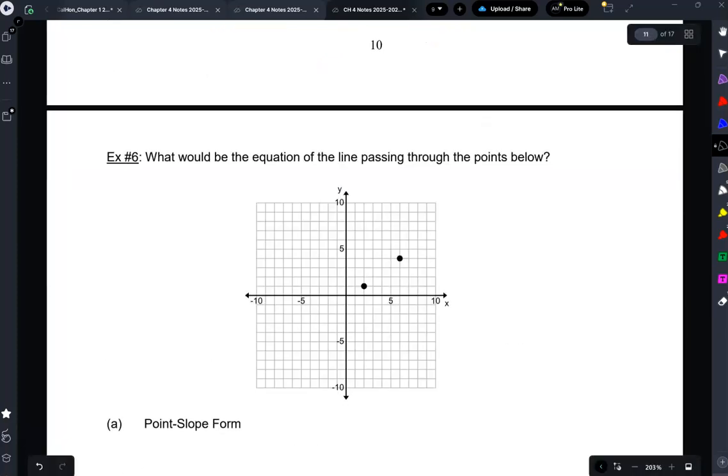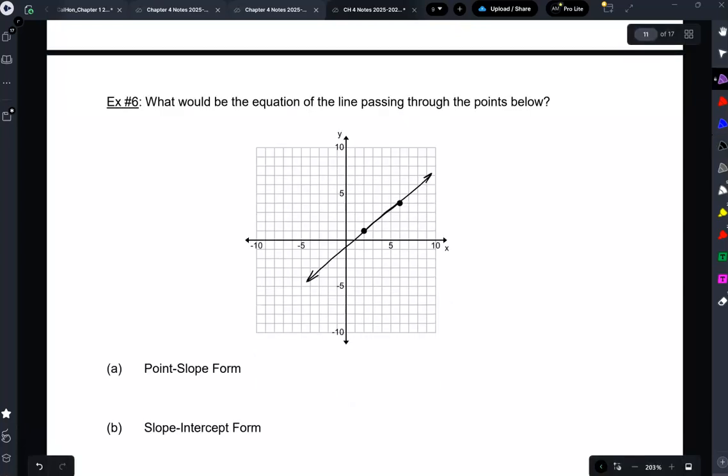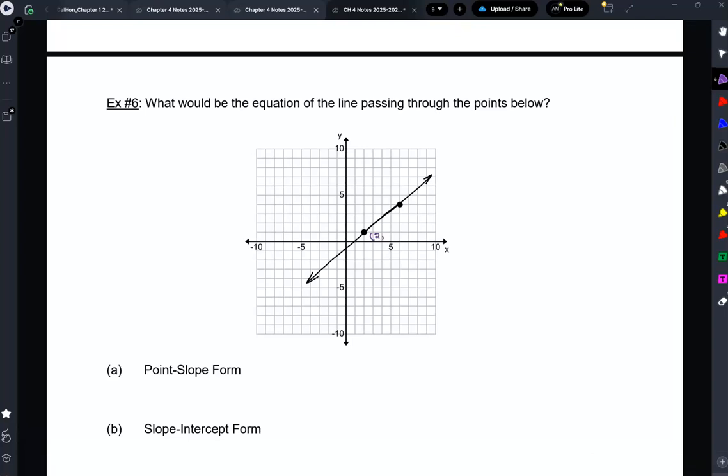Okay, so what would be the equation of the line passing through these points? Well, let's first draw that line. And then what are these points? 2, 1, and what's this? Tell me, what's the slope? 3 over 4. So we're going to find the slope, right? It's rise over the run, up 3, over 4.